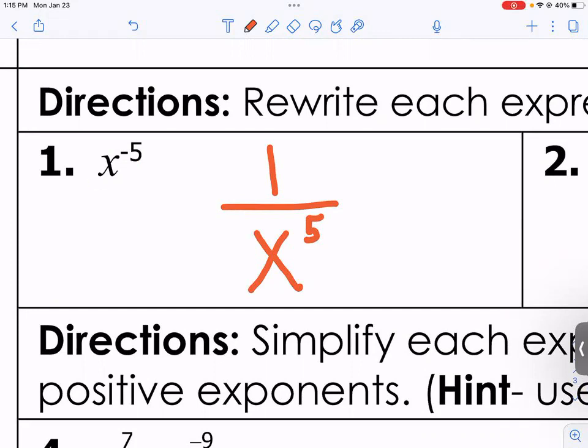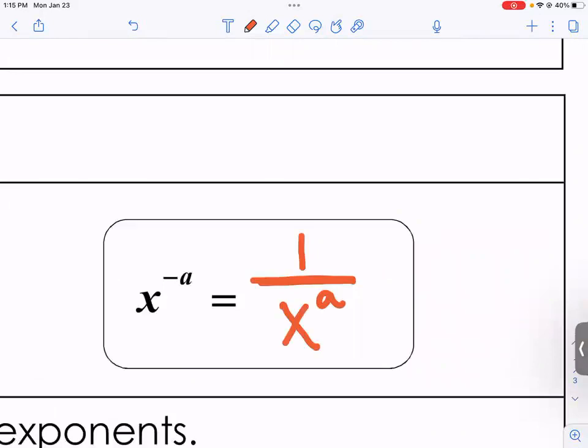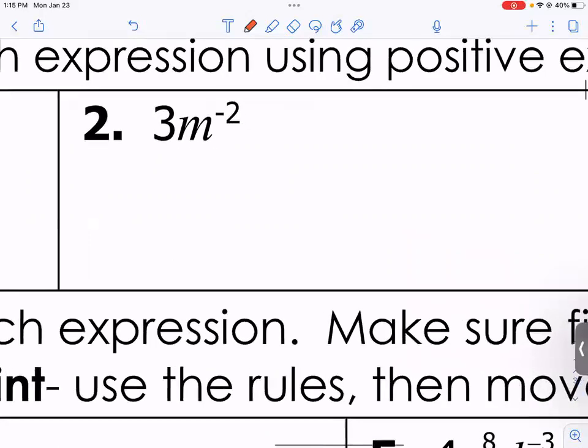There's like this, I mean, over 1, right? Everything can be written over 1. So when we take it across the fraction bar, because of this rule right here, x to a negative power is the same thing as 1 over x to that power.